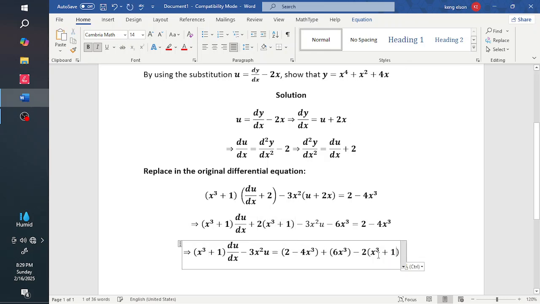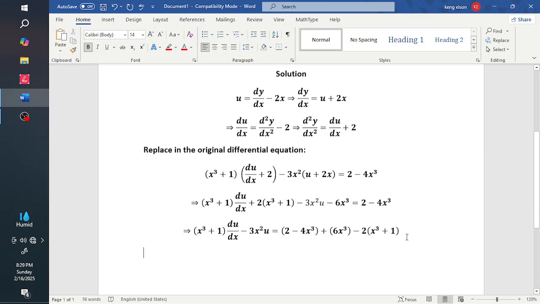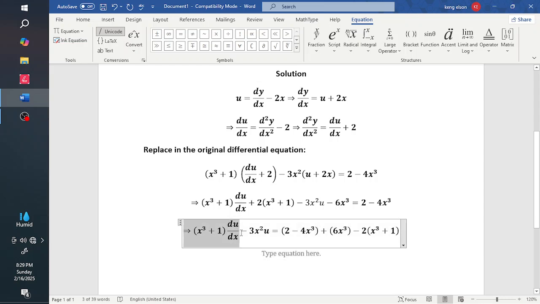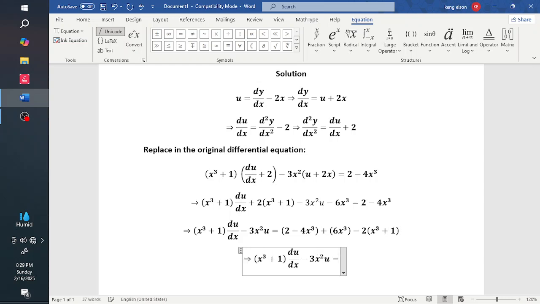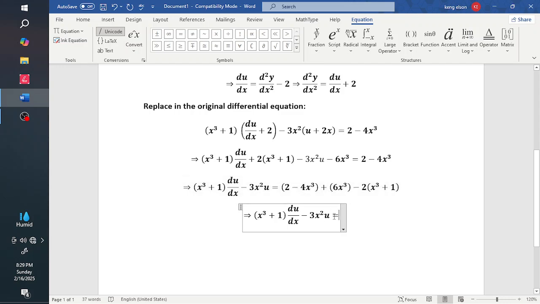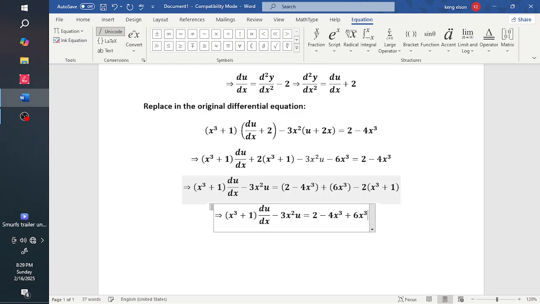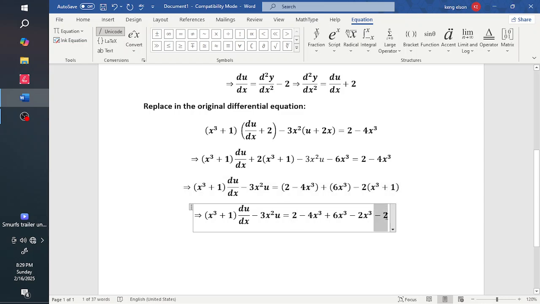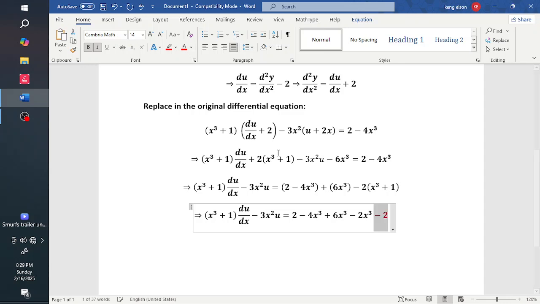Now I'm going to bring like terms together on the right hand side. My left hand side remains intact. On the right hand side, the first part stays as it is. The second part is 6x cubed, and the third part is minus 2x cubed minus 2. Now we see 2 minus 2 is 0. Next thing is, oh, sorry about that.